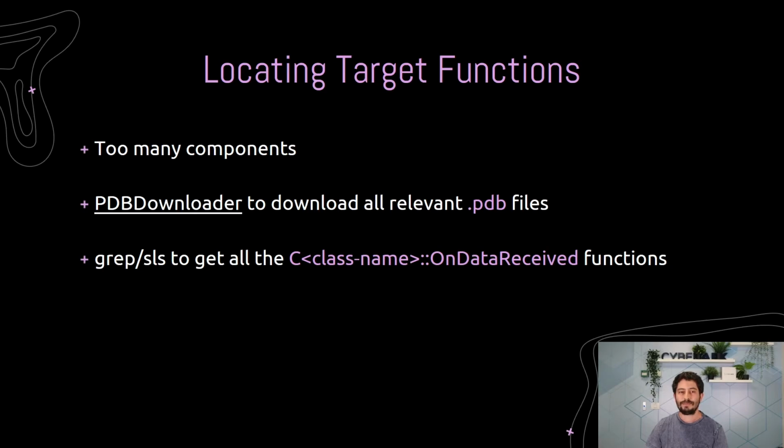Now we had some luck because most of our target functions had the form C<class name>::OnDataReceived. So we would say CAudioChannel::OnDataReceived, and that helped speed things up. As a side note, I would say that it would be very beneficial for the security community to have a complete database of all available type info and function names of all the public Microsoft PDBs. And we didn't get around to it, but it would be great if someone would take the glove and do it.